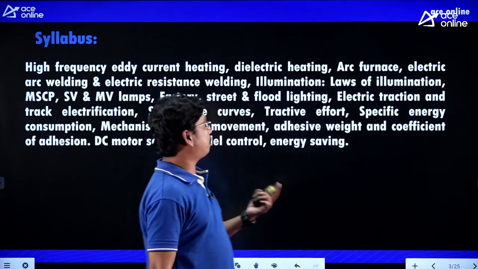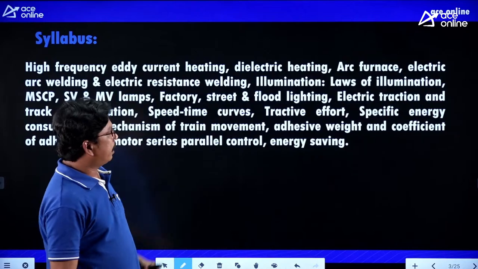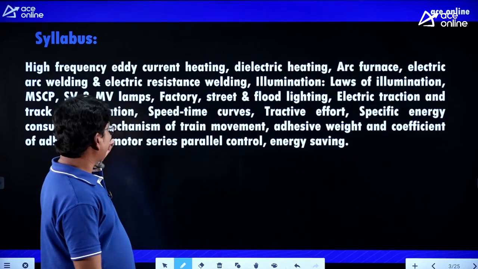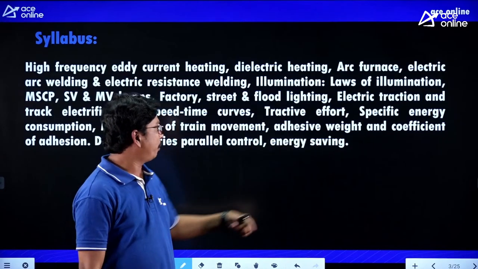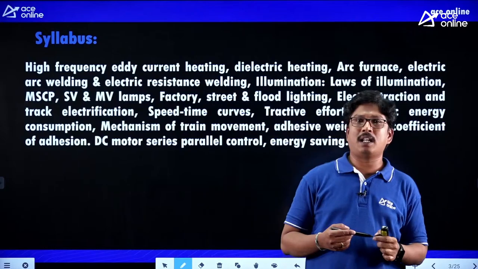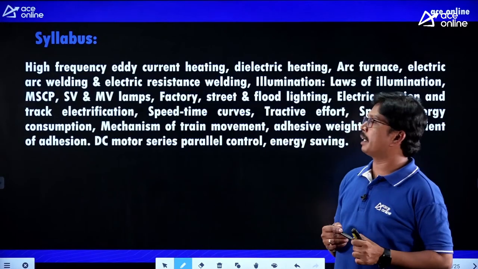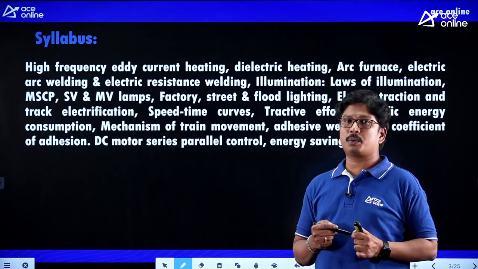A huge syllabus about the utilization of electrical energy, and specific energy consumption, mechanism of train movement, adhesive weight and coefficient of adhesion, and DC motor operations, right? Parallel operations. So these are the concepts they have given, as a part of utilization of electrical energy, students.